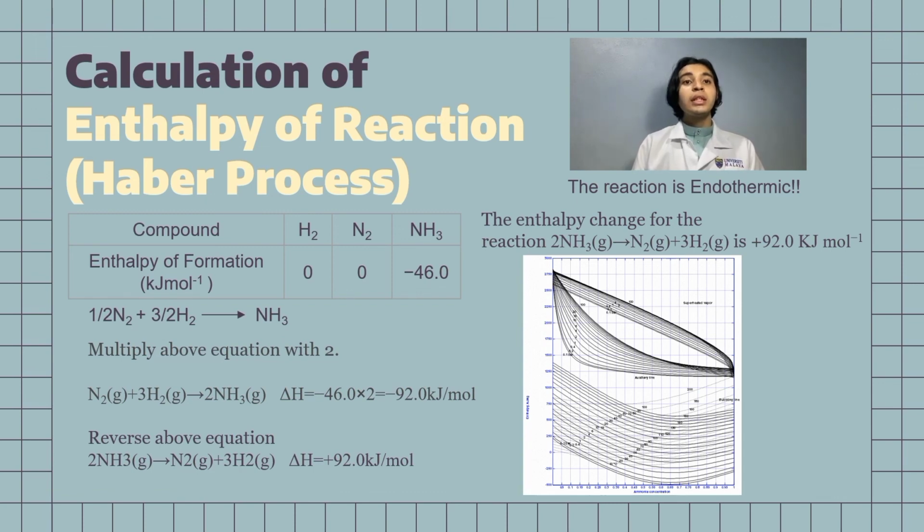As we reverse the above equation and the whole reaction, the value of enthalpy is also reversed from negative to positive, so the new enthalpy will be positive 92.0 kJ per mole. As the forward reaction is exothermic, the reverse reaction is endothermic, and the enthalpy change for the reverse reaction is 92.0 kJ per mole.